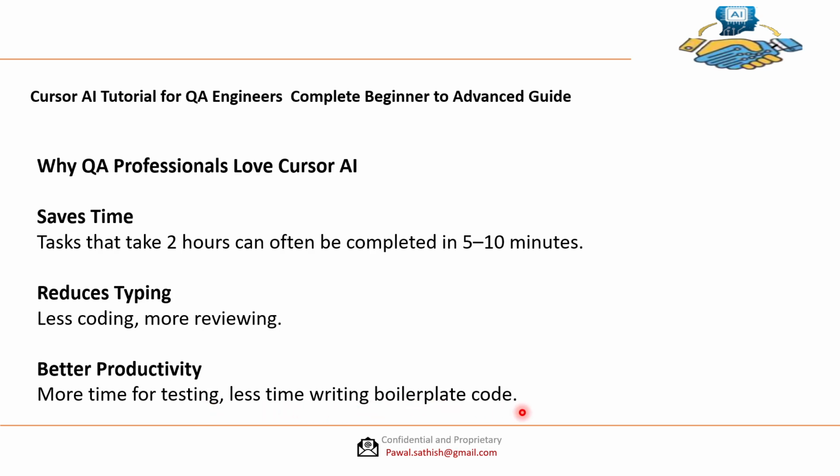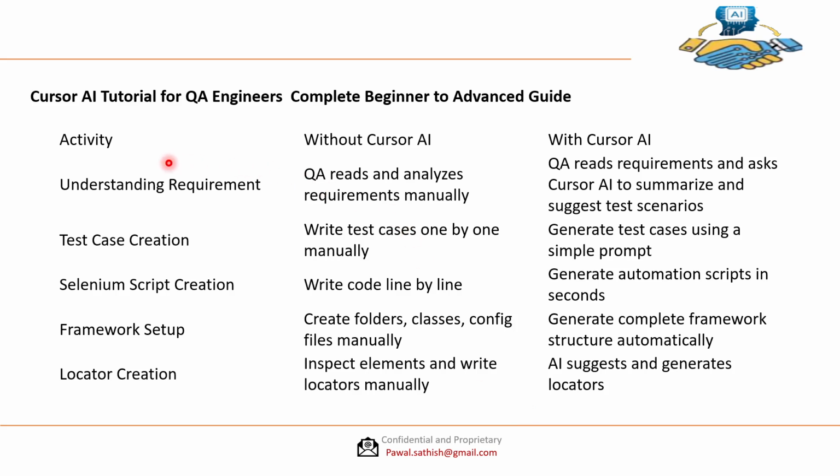Now next, we'll see all the activities related to QA, with Cursor AI and without Cursor AI, and what will happen. First, understanding the requirements. Without Cursor AI, as a manual tester, we need to read all the requirements carefully and analyze them manually. But with Cursor AI, we just need to give the prompt, and it reads the requirement, and we can ask Cursor AI to summarize it and suggest test scenarios.